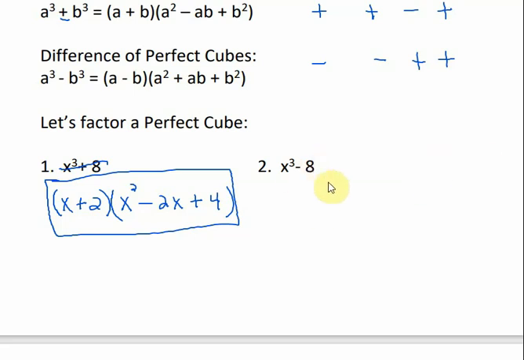Okay, let's try number 2. Again, we have the same numbers, but this time it's a minus sign in between. We take the cube root of the first term. The cube root of x cubed is x. The cube root of the last term, the cube root of 8, is 2. But if the sign in the middle is minus, my pattern is minus, plus, plus.